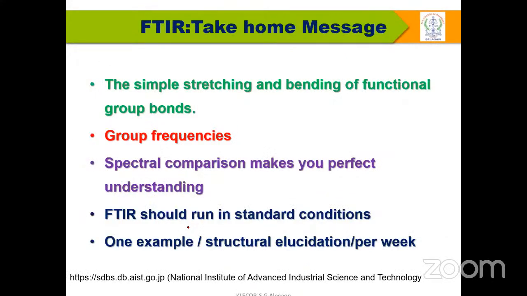What is the take-home message from FTIR today? One should understand in a very simple way the stretching and bending of the functional groups. One should know where the stretch is and where the bend will be, and group frequencies. This is very important. Group frequency means, today, alkenes, alkynes, alkyl halides, alcohols, ester, carboxylic acid. This is the group frequency. Then spectral comparison gives anybody a perfect understanding. You should always compare the spectra, then you can get a better idea.